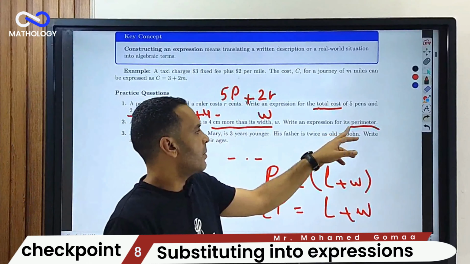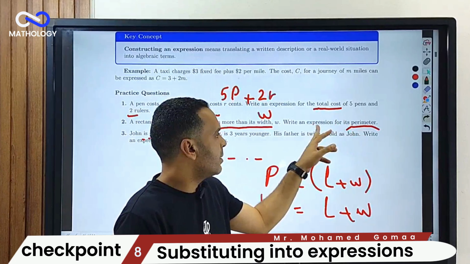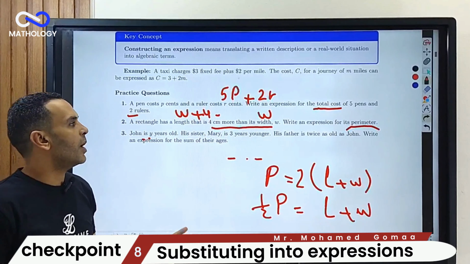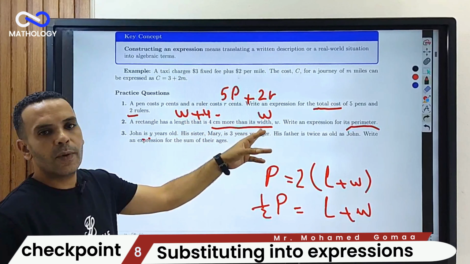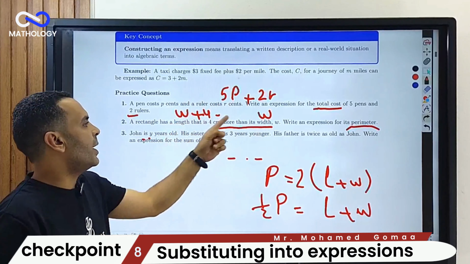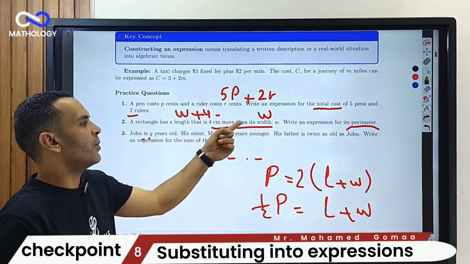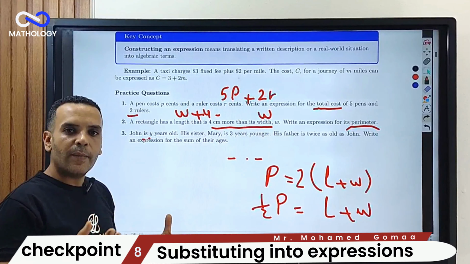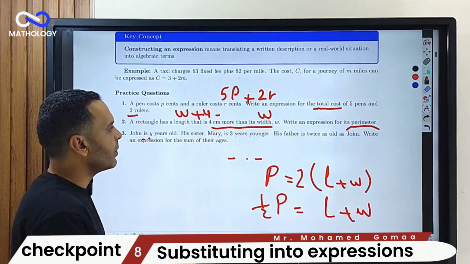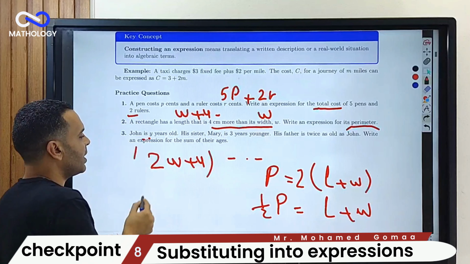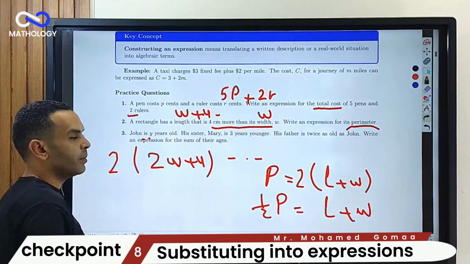He wants to get an expression for its perimeter. First you have to add length plus width: the width is w and the length is w plus 4. If you add this expression, w plus 4 plus w, we have like terms, w and w. w plus w equals 2w. It will be 2w plus 4, like this. Then multiply this expression by 2.